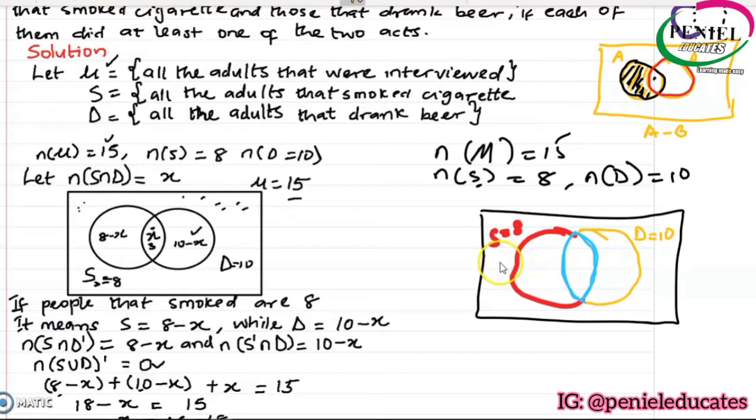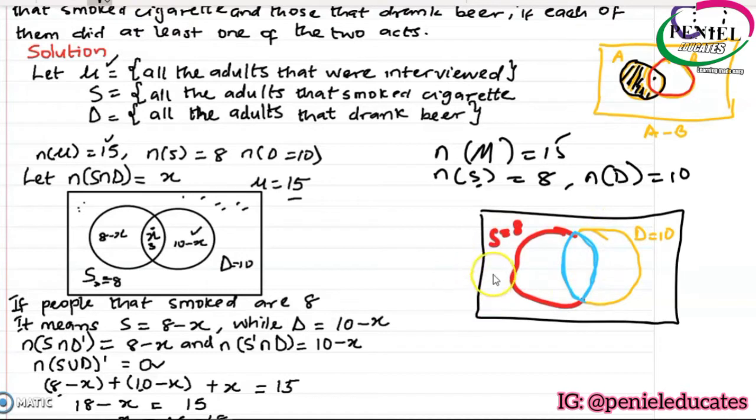For us to know, when we say 8 people smoked cigarettes, it includes everything in the intersection. And the 10 people that drank beer also include everything here in the intersection, because naturally this D has a complete circle like this, and the S also has a complete circle like this. So here is the point of intersection.